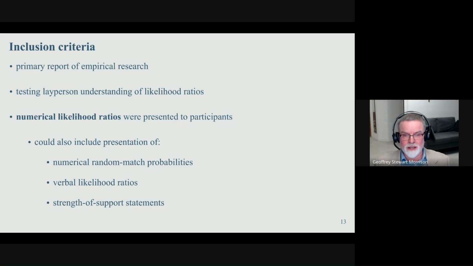One of the reasons we did this is to guarantee that the study is actually interested in communicating likelihood ratios. There are a lot of papers out there that include research in which participants are asked to give responses to random match probabilities. But in lots of those studies, there's no acknowledgement that random match probabilities are a special case of likelihood ratios. And I think often they're presented just because it's something that gets presented in practice, and that's why they were included. So those are the criteria necessary for inclusion.